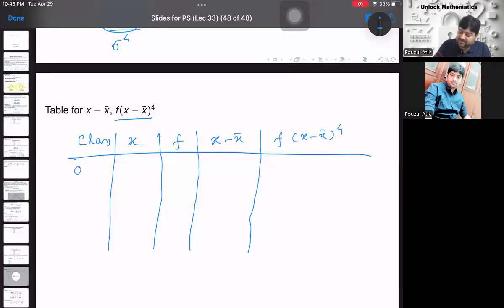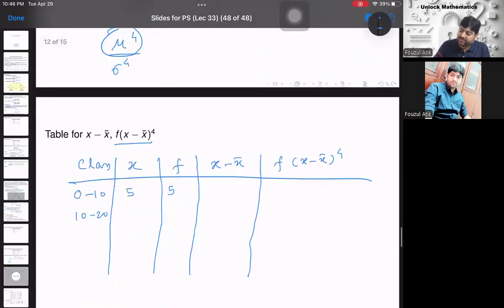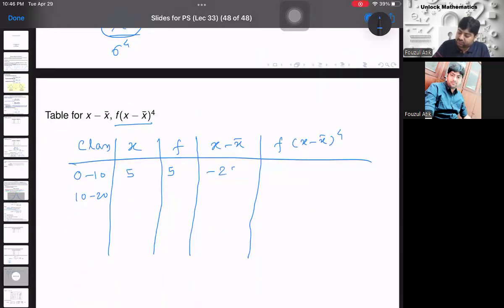And the intervals were given as 0 to 10, 10 to 20, right? All the intervals like that. It is given the midpoint is 5, frequency is given as 5. So x minus x bar. Here x bar is actually 27. So x minus x bar is minus 22. Then f times (x minus x bar) whole to the power 4. So f times (minus 22) whole to the power 4. This one also we can calculate. F is 5. So 5 times this value is equal to 1171280.